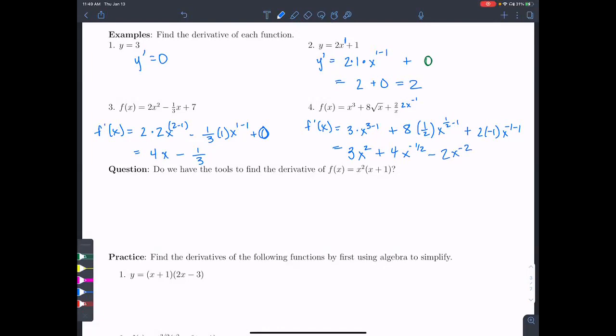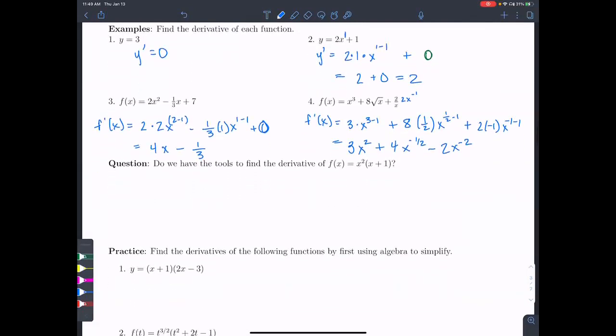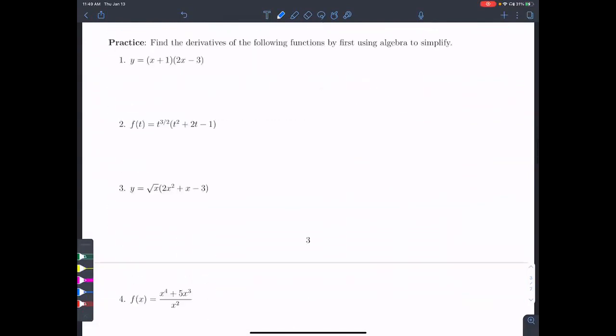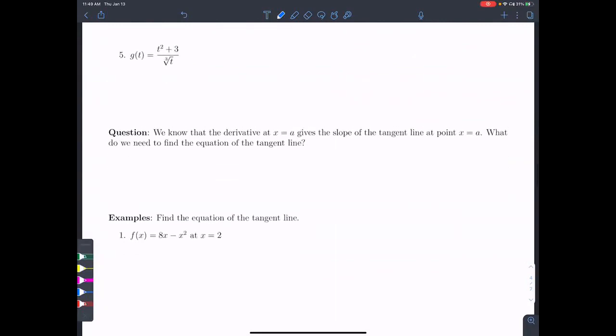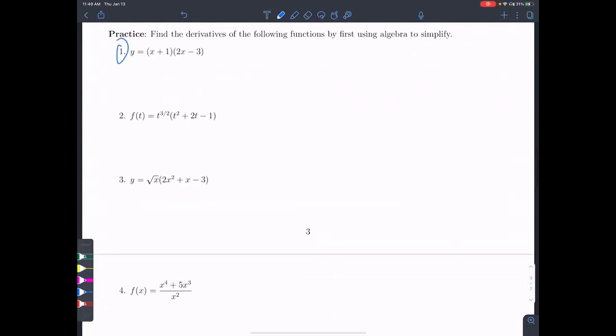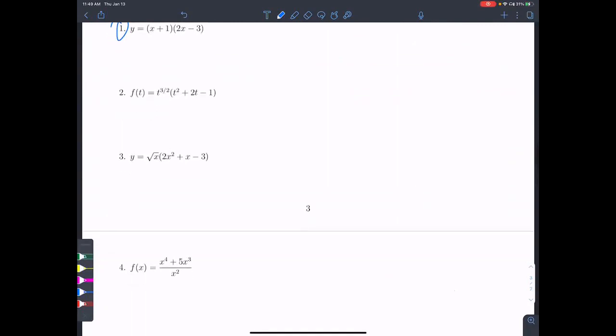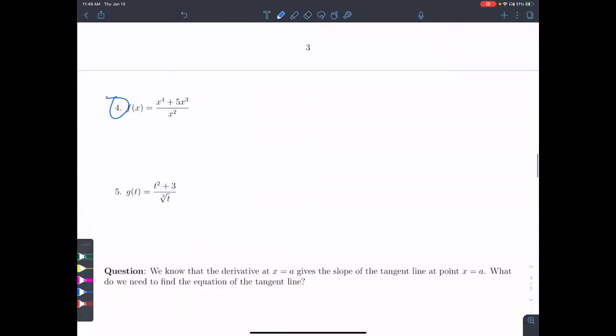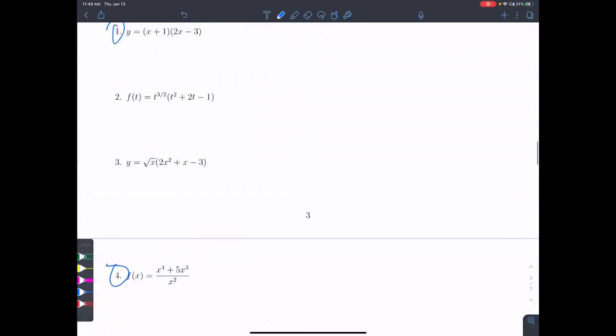Okay, so go back and watch any of that again, like pause it, try to catch up, try to figure out where I got what, and then let me know if you need any help with it. So I am going to show you how to do some of these. Let's do 1 and 4. Let's just do 1 and 4, and the other ones you could do later.